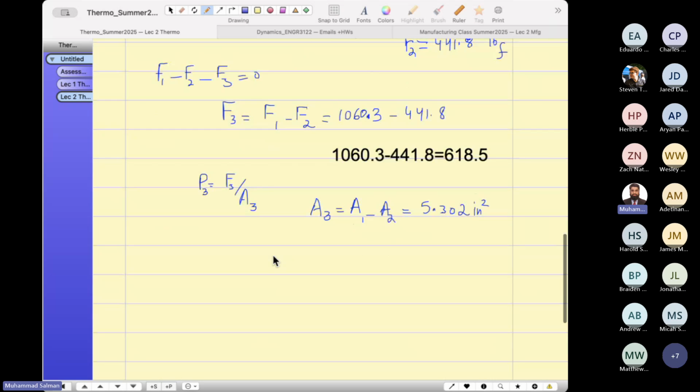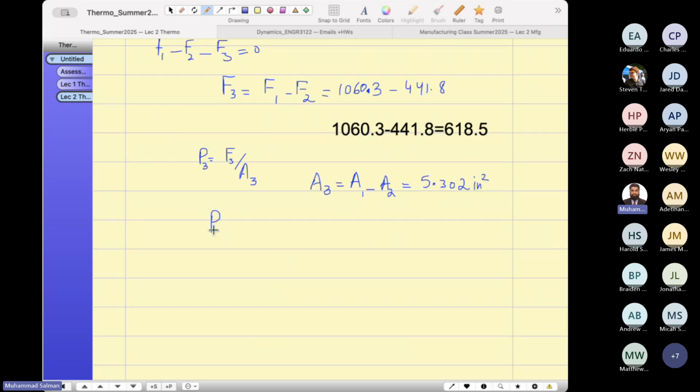Now look, the remaining portion is very easy. P3 equals F3, which is 618.5 pounds, divided by area 3, which is 5.30. If you solve for this, you should get about 117 pounds per square inch absolute.